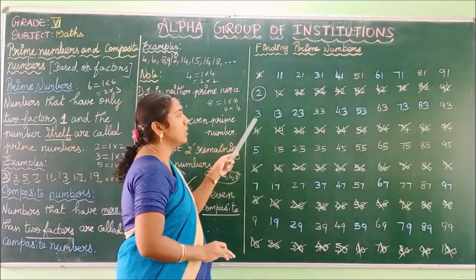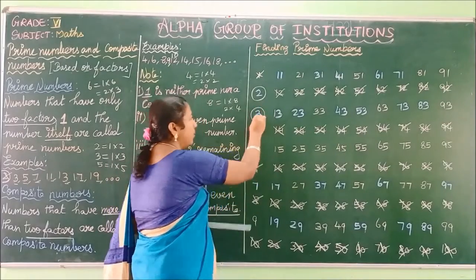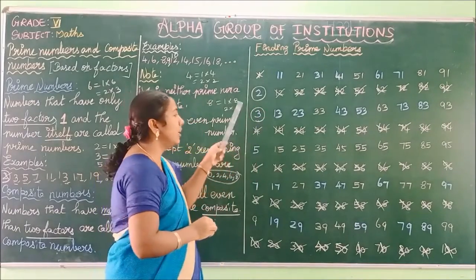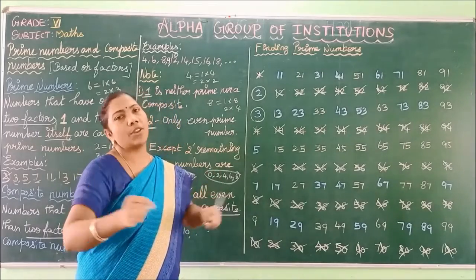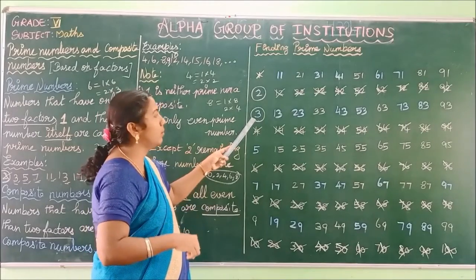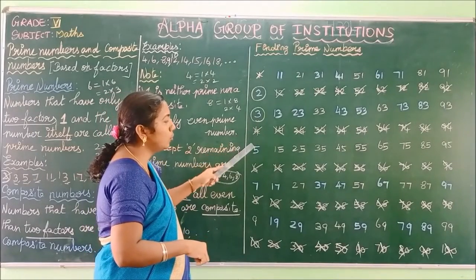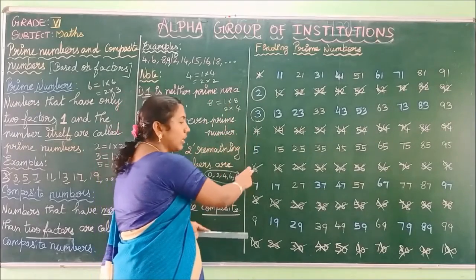And what is the next number? 3. 3 is a prime number, so you have to circle the 3. Next you have to cross out all the multiples of 3. What are the multiples of 3? From 3 you have to count 3 numbers. See, 1, 2, 3. 6. 6 is a multiple of 3, so you have to cancel the 6.